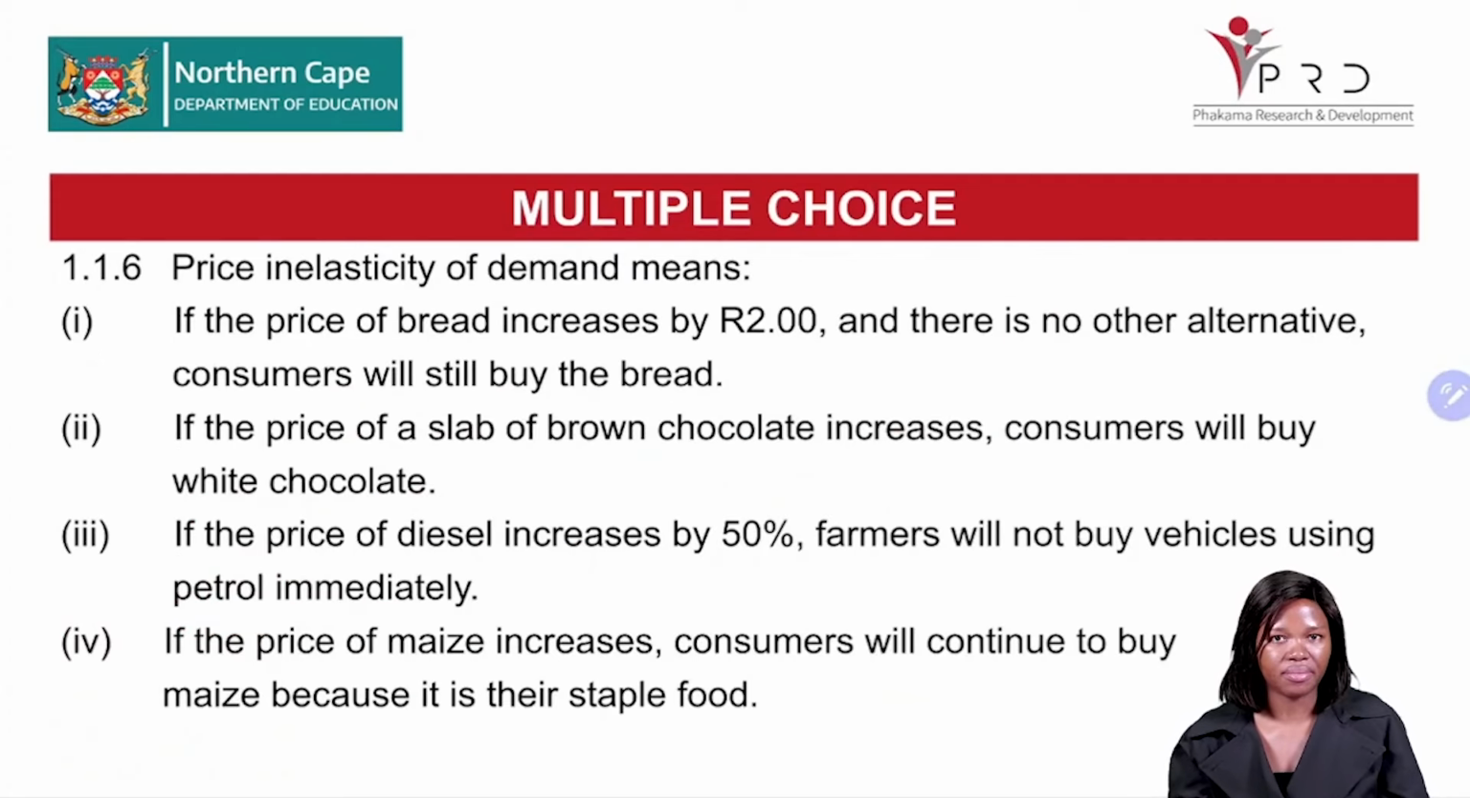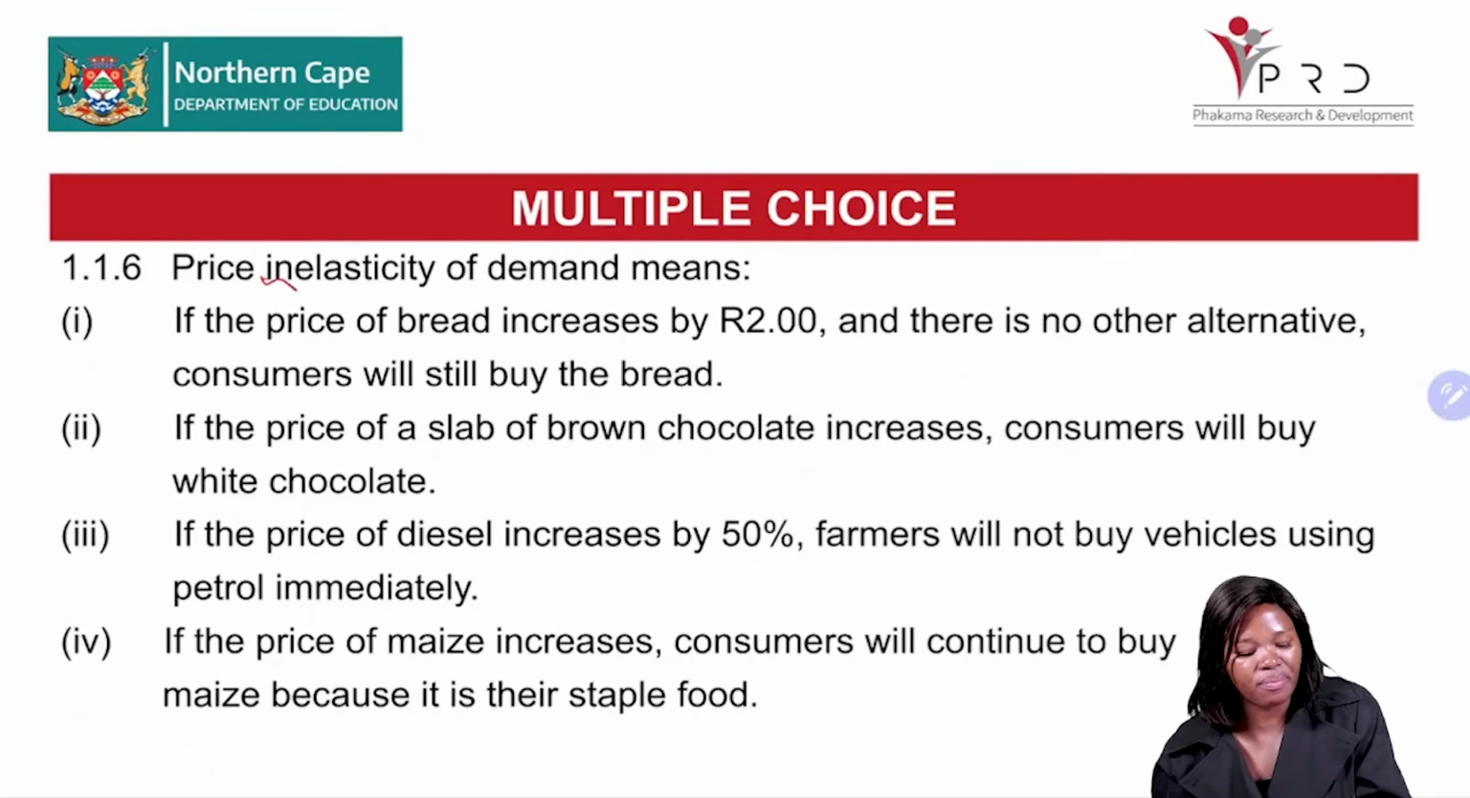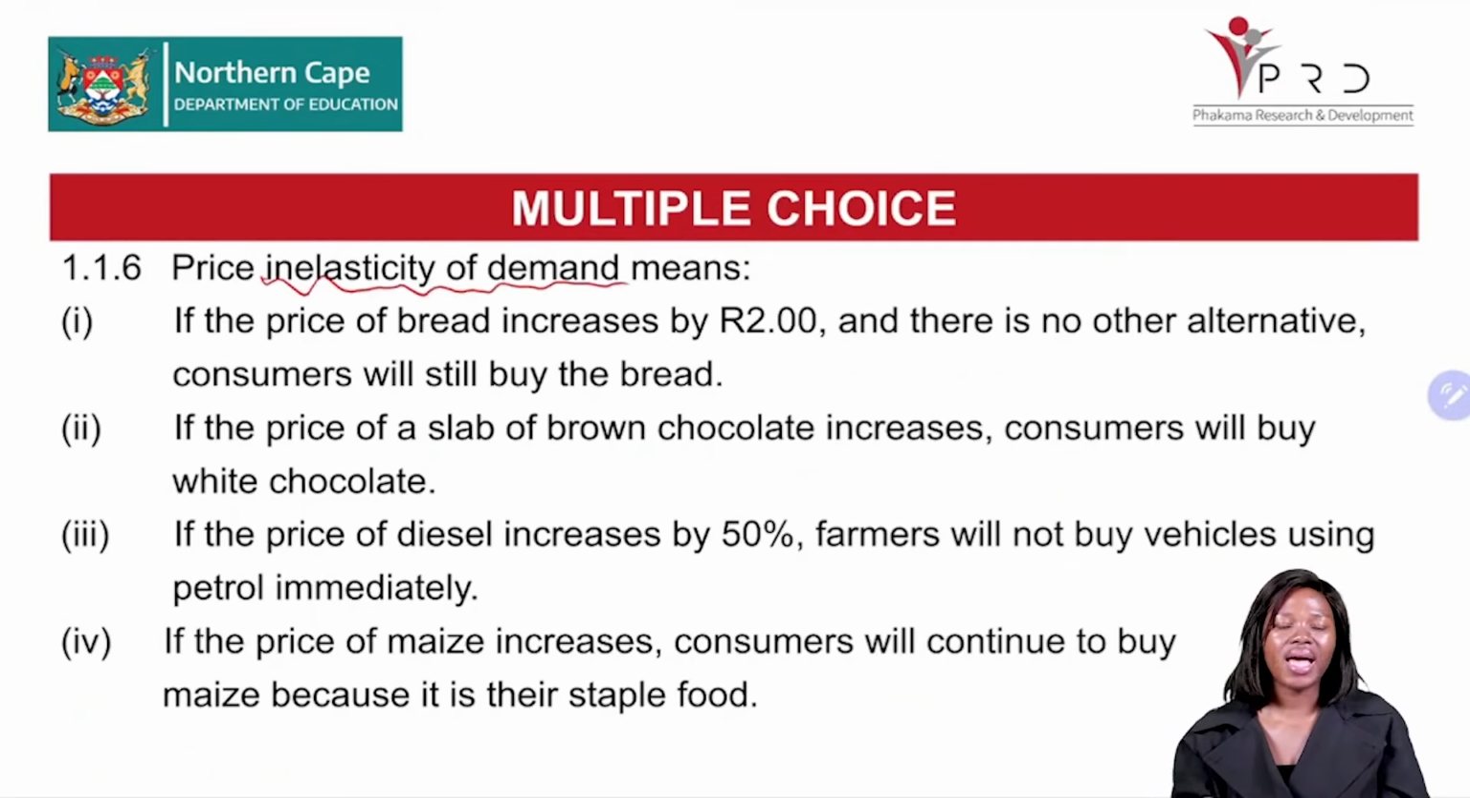Then 1.1.6, price inelasticity of demand. Now, when we speak of inelasticity, we are speaking about the price as it affects the demand or supply. And this question is only based on the price as it affects the demand. We are looking at how consumers will respond when the price increases or when the price decreases. Will there be a major change in the demand, a slight change, or no change at all in the quantity demanded? Now, let's look at the options.